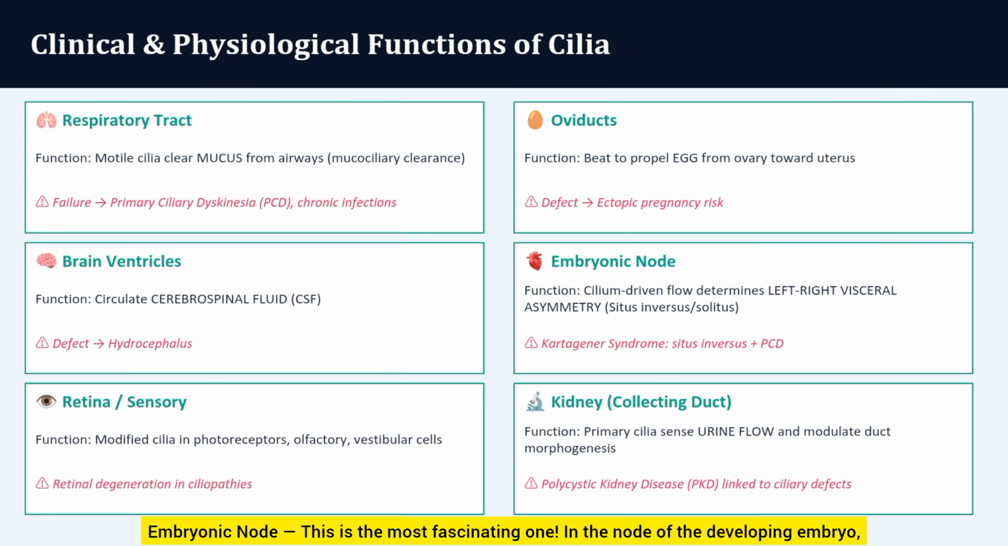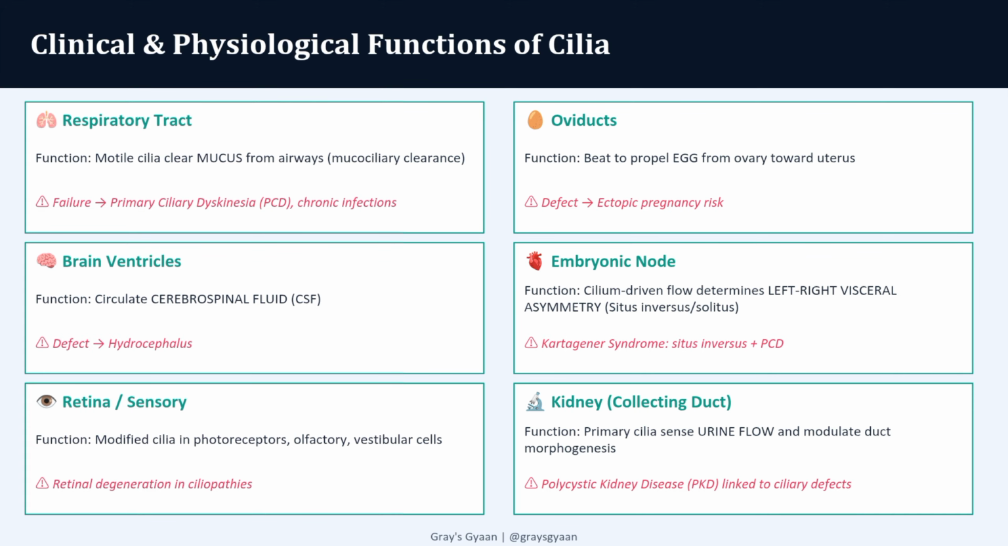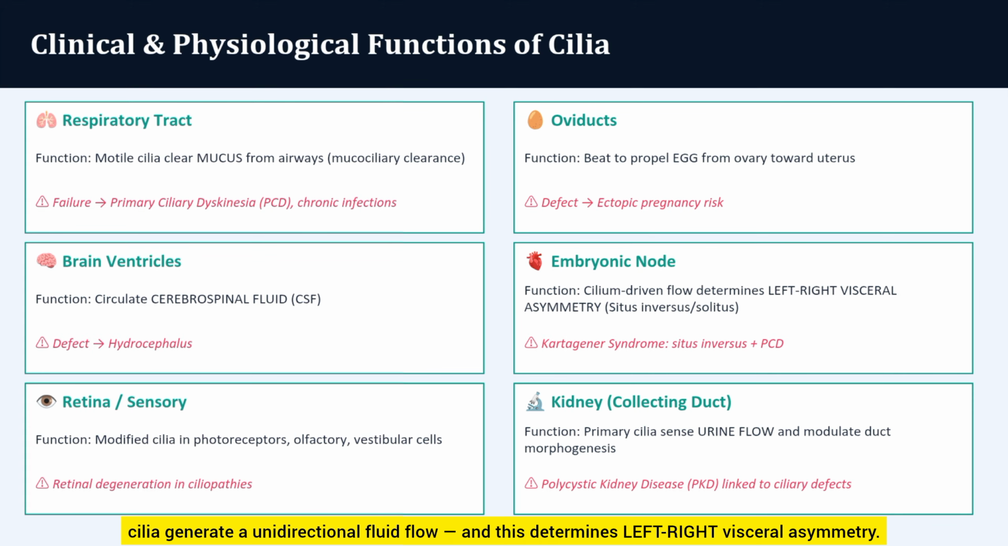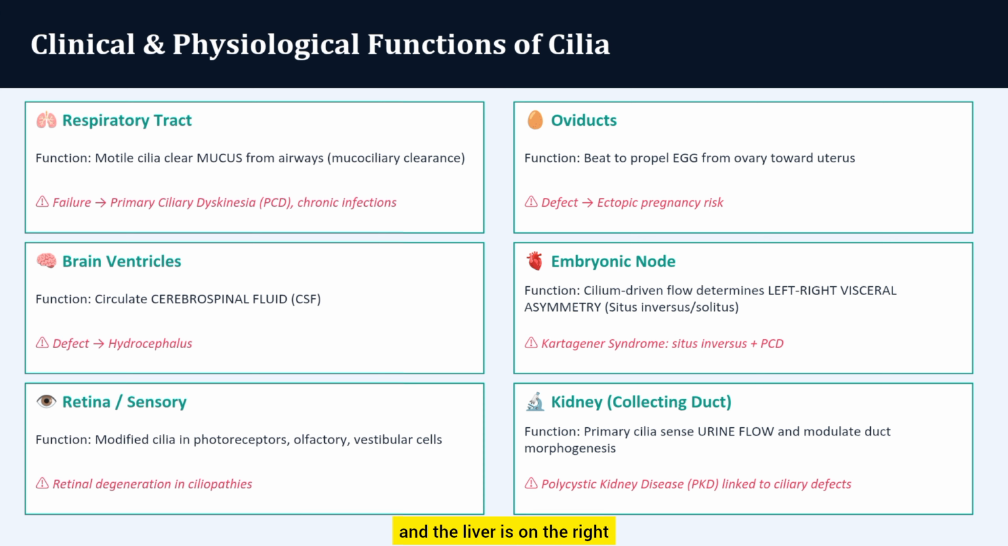Embryonic node. This is the most fascinating one. In the node of the developing embryo, cilia generate a unidirectional fluid flow, and this determines left-right visceral asymmetry. This is why our heart is on the left, and the liver is on the right.